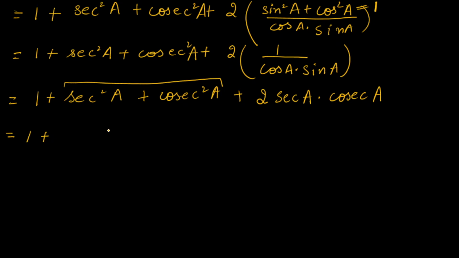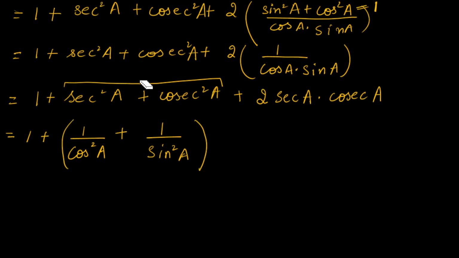So secant again, if we change it to cos, it will become 1 by cos square A plus 1 by sine square A. Whenever you have to change plus into multiplication, always remember, you have to take LCM. For taking LCM, we need fractions. So that's why we change secant A and cosecant A to sine and cos, and we are getting fractions here.